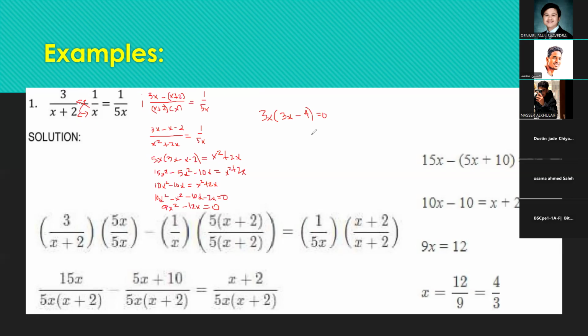Wait, let's see. Where did I go wrong? Because this would give me 2 values of x to be exact. Okay, let me just go back.